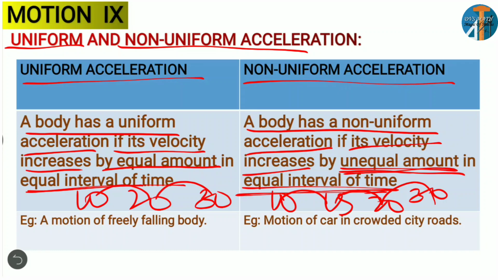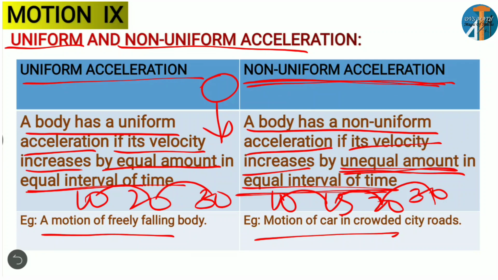For an example, you can write the motion of a free falling body. If we leave a ball from a certain height, it will fall with uniform acceleration. But consider the motion of a car on crowded city roads. If there is more traffic, you cannot keep increasing your velocity. Sometimes you have to decrease, sometimes increase, again decrease, again increase. There is a change in velocity by unequal amounts, so that is non-uniform acceleration.